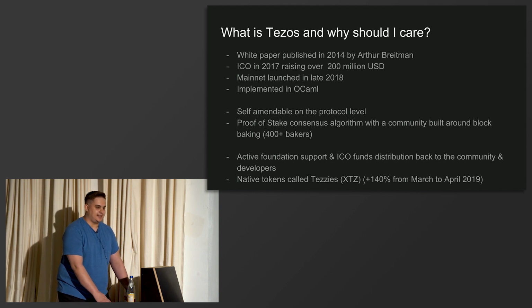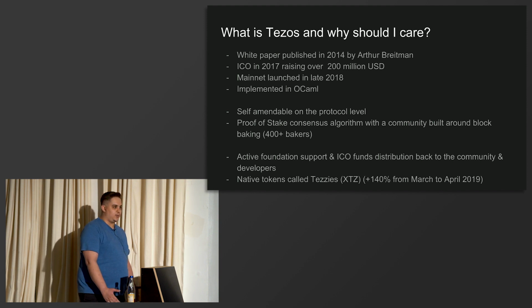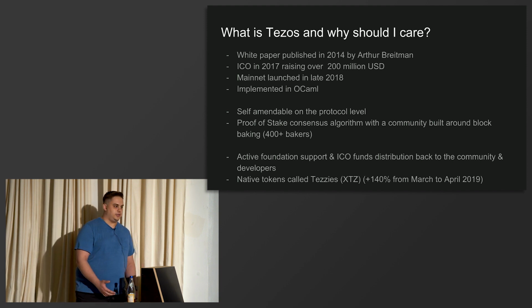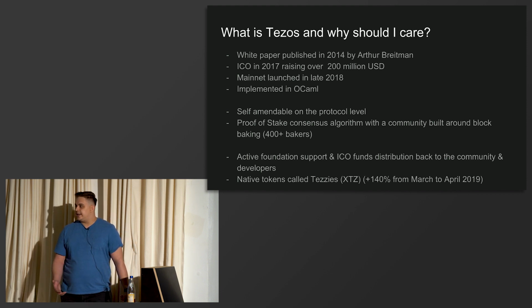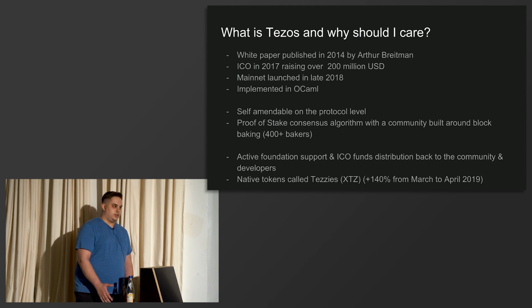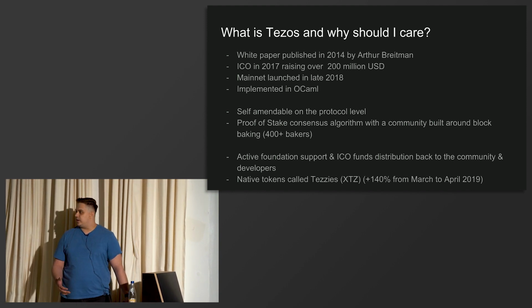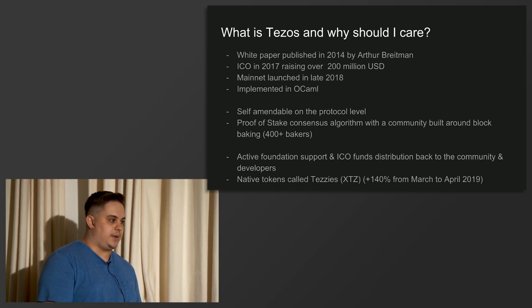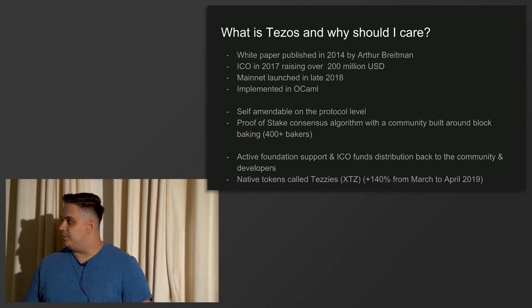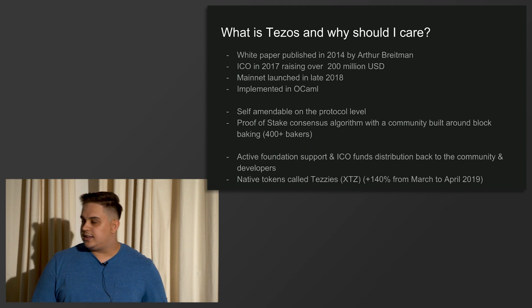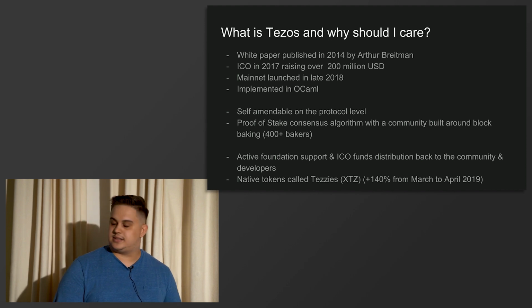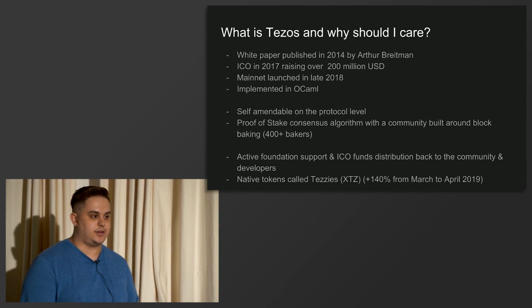And another nice feature is that Tezos itself is self-amendable. That means that to implement new features into the protocol, you don't need to create a hard fork like you did, for example, with Ethereum Classic or Bitcoin Cash or other blockchain forks. Another difference, compared to Ethereum, is that Tezos runs with a proof-of-stake consensus algorithm, which means that you don't need to burn a lot of electricity to have miners, etc. So you just have a stake and you bake blocks as a baker. Another nice thing about the Tezos ecosystem is that we have very active foundations and the ICO funds are distributed in an even way to the ecosystem.